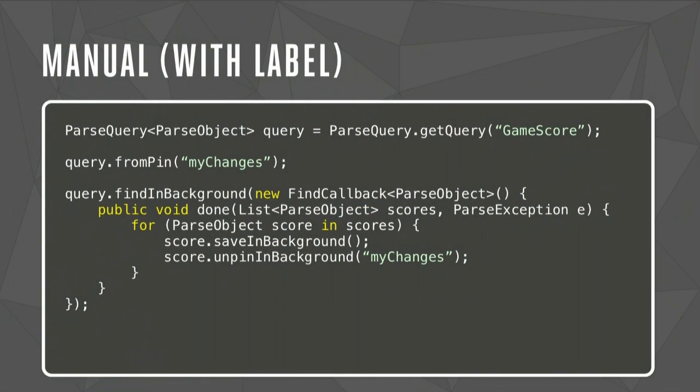So that lets you, whenever it's time to save an object, pin it with a "my changes" label, and then later, this function can come along, query for all the things that have been pinned with that label, call save on them, and then when they're done saving, you can unpin them from that label.